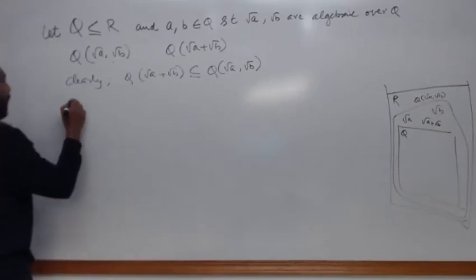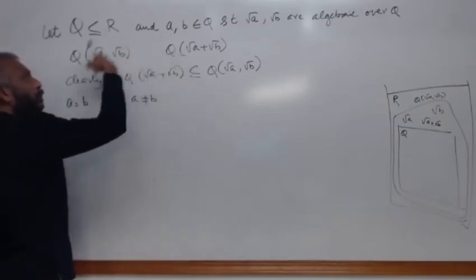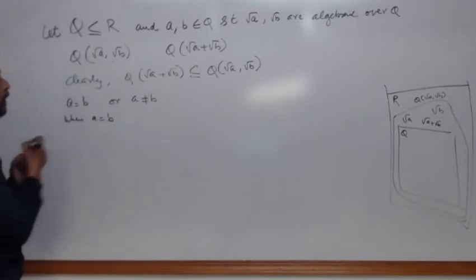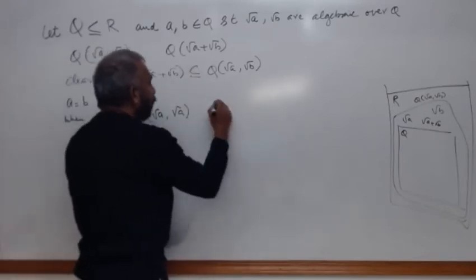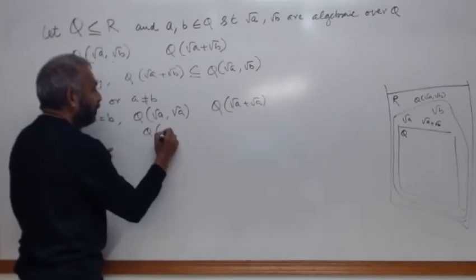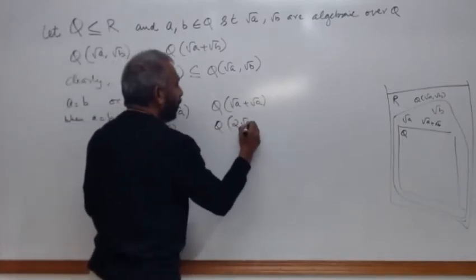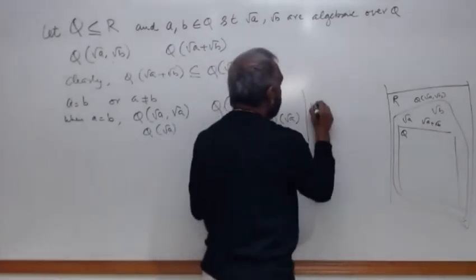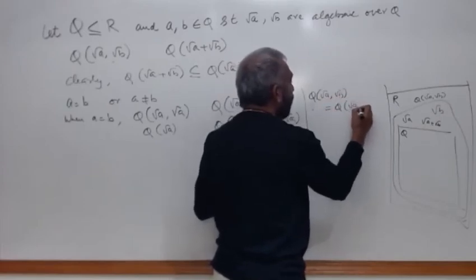Now there are two situations. Either A equal to B or A not equal to B. We want to find out whether the other inclusion is possible. When A is equal to B, this will become Q of root A comma root A, and this will become Q of root A plus root A. So this is actually Q of root A, because this contains Q of root A, and this contains 2 root A, and that is Q of root A. So when A is equal to B, Q of root A comma root B is equal to Q of root A plus root B.